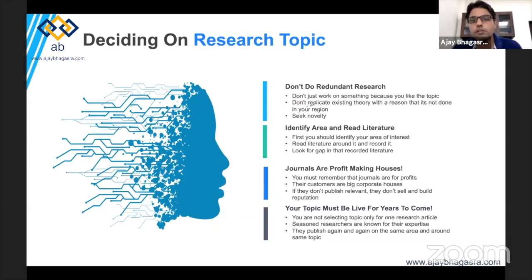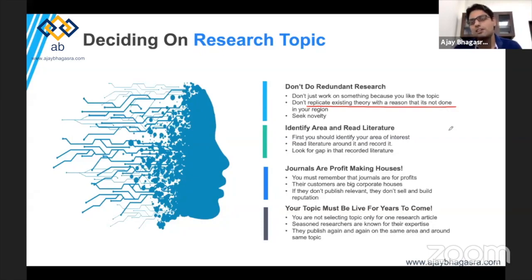What we usually do is replicate the existing theory with the reason that it is not done in your region. You look at the papers. Most of them would say, I am working on this model. This was not done in my region, and that is why I am doing it. And this is my gap.